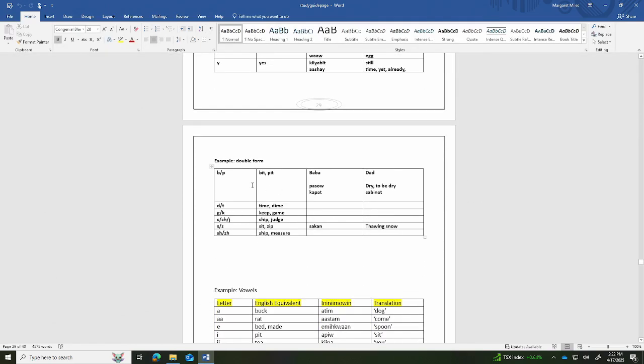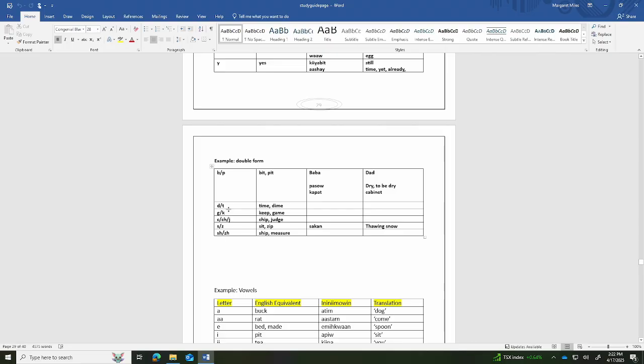In double form, the consonants are D, T, G, K, the C, CH sound, and J. S and Z sound, and SH and ZH.